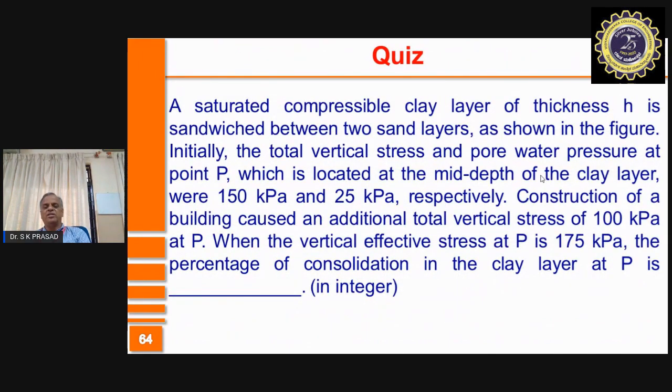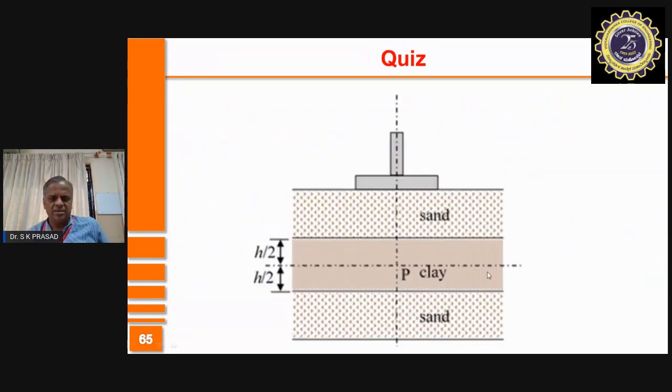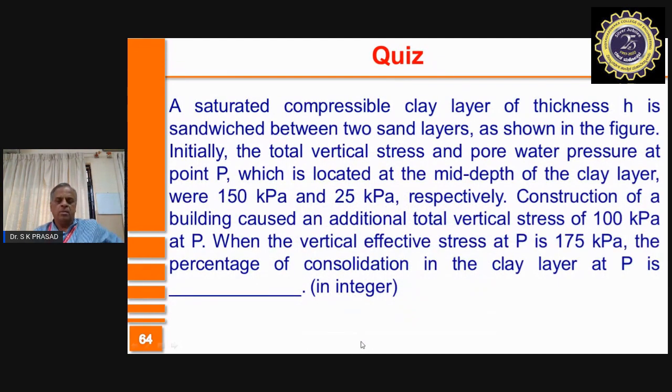So I now read this problem. A saturated compressible clay layer of thickness H is sandwiched between two sand layers as shown in the figure. So the figure is here. You have a saturated compressible clay layer, thickness is H. On top of it is sand, at the bottom of it is sand. That means, when water goes out here, it can go through the sand above and go out, or it can go through the sand below and also go out.